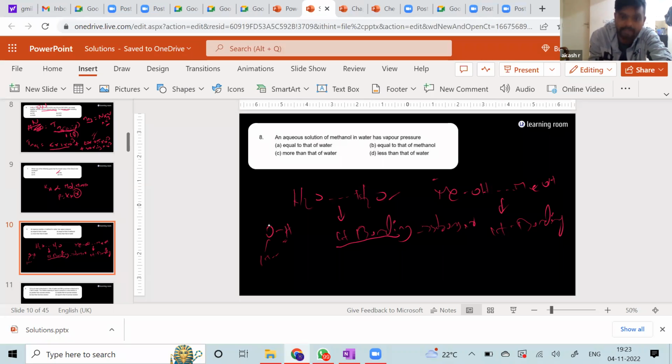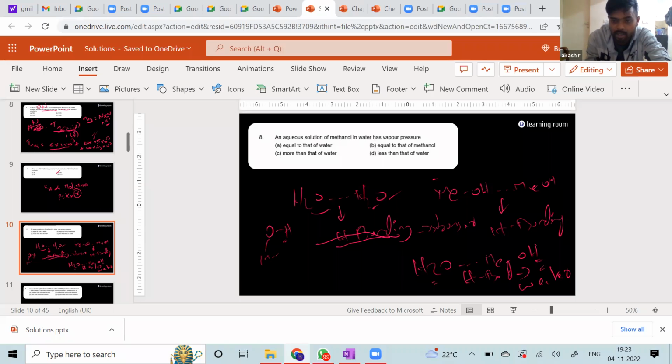Now, when I mix these two liquids, what is going to happen? I am going to have hydrogen bonds between H2O and methanol. Compared to the hydrogen bonding in water, this is going to be weaker. Why? Because in water I have 2H and 2H involved in the hydrogen bond, but here I have only 1H coming from methanol and 2H coming from water. So definitely understand that when you make the solution, the hydrogen bonding between H2O and MeOH is decreased.